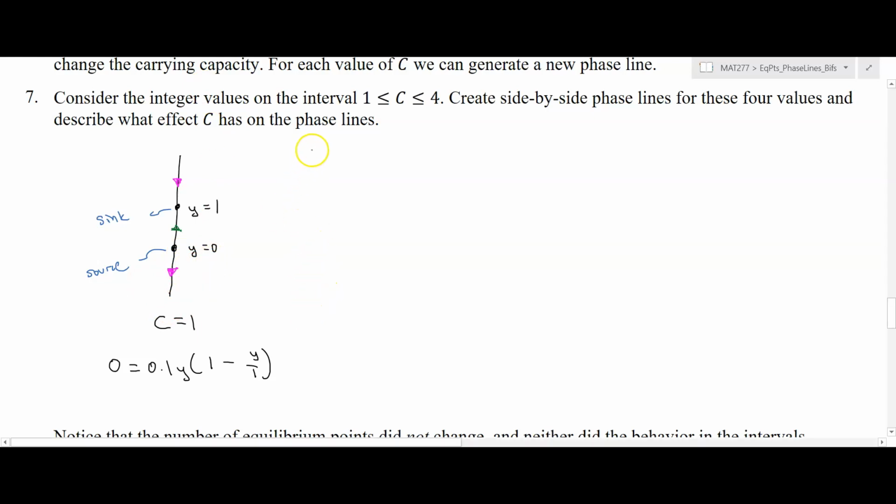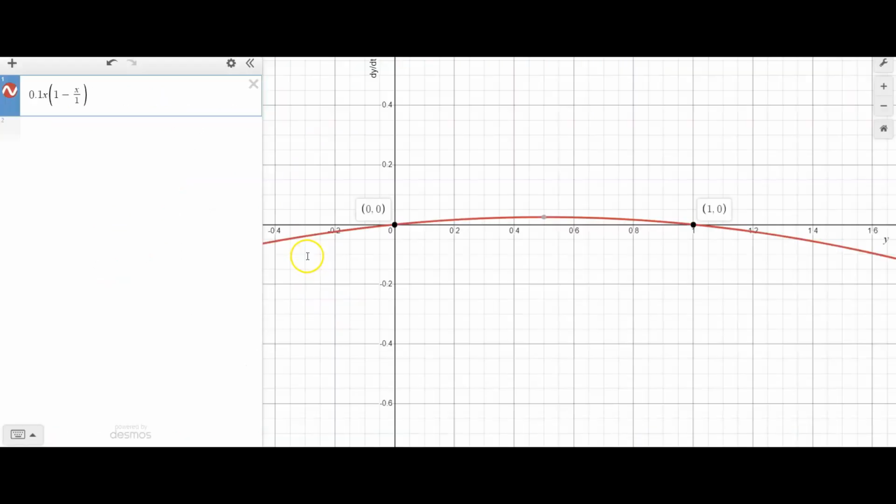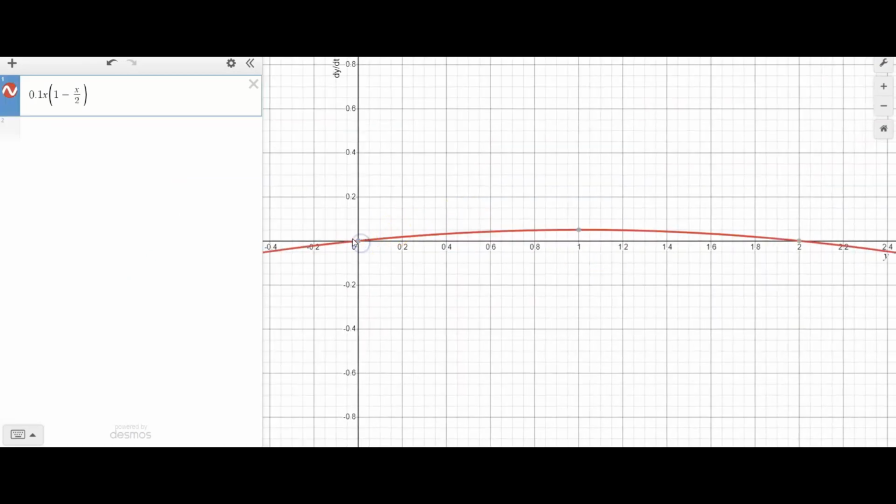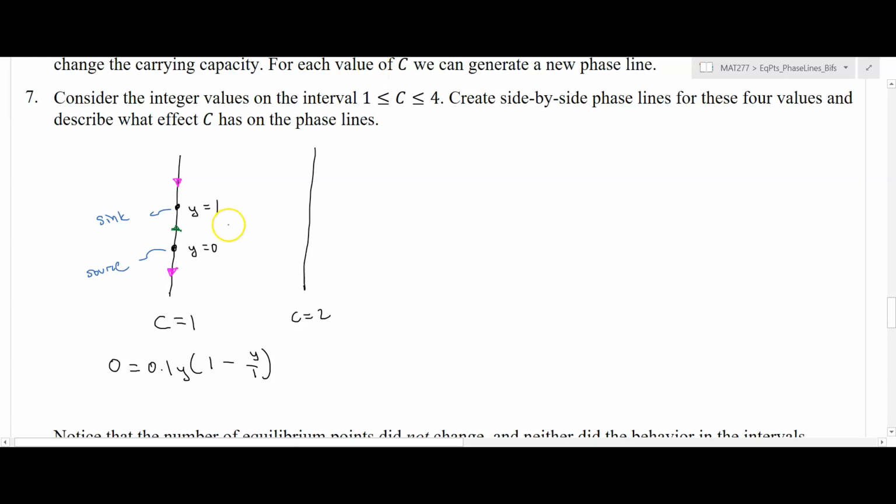Now we'll do the same thing for c equals 2. For c equals 2, the only thing that will change is in our equation, our carrying capacity value will become 2. And notice that one of our equilibrium points moved from y equals 1 to y equals 2. So if I begin another phase line here, I'll still have an equilibrium point at y equals 0. But now my other one jumped to y equals 2.